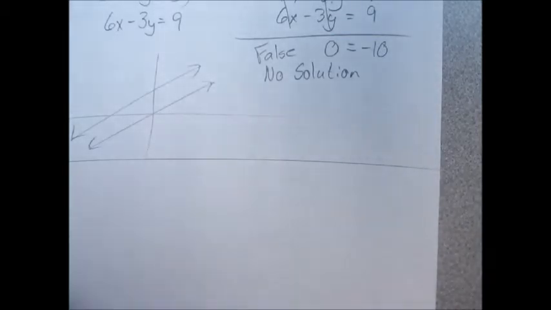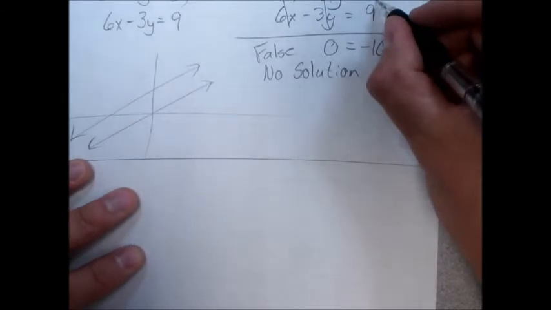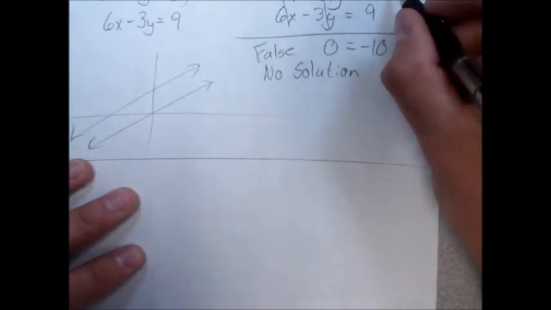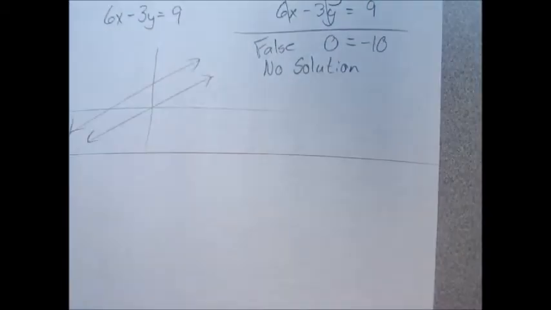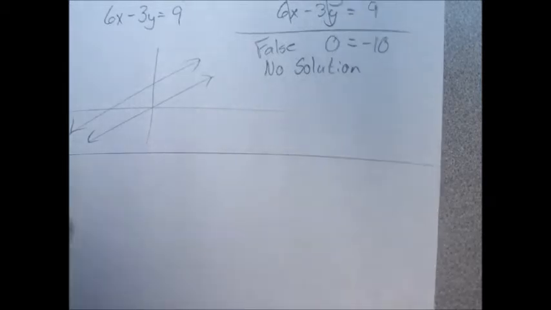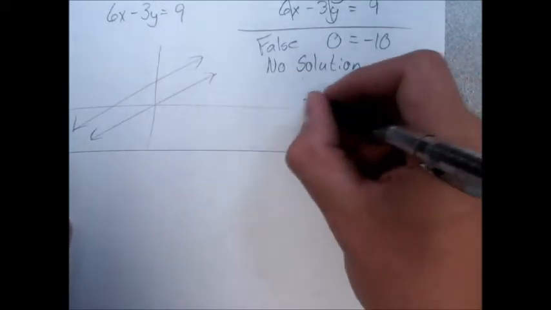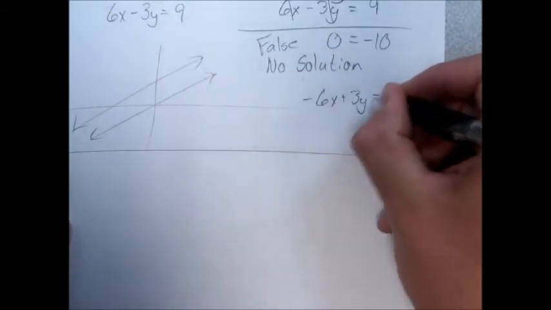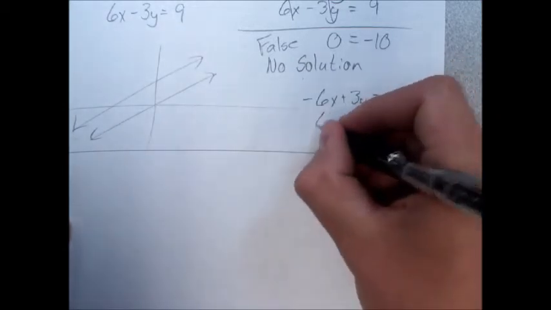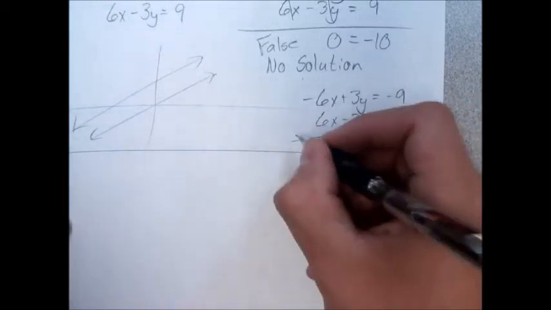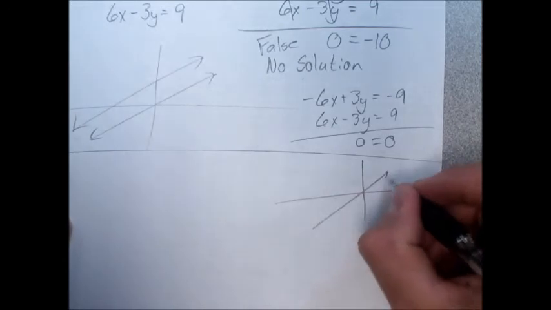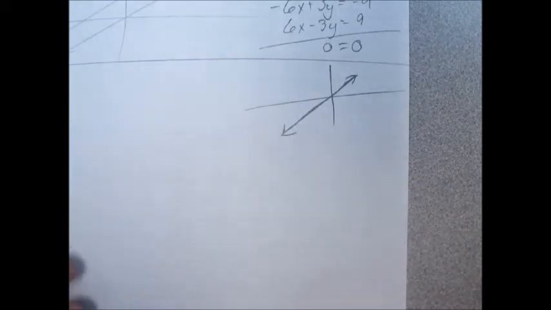If you end up getting something that's true, so for example, if this was a negative 9 instead of a 19, then we would get 0 equals 0, and 0 equals 0 is true, infinitely many solutions. Say we had the negative 6x plus 3y equals negative 9, like I was supposed to write down, and then we subtract all of this from it, and we end up with 0 equals 0. Your graph then will look like this. It'll just be one solid line, one right on top of the other. You won't be able to see two different lines. It'll just be one.